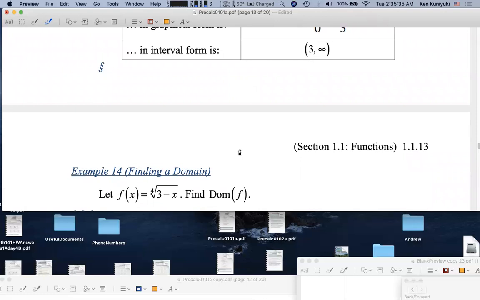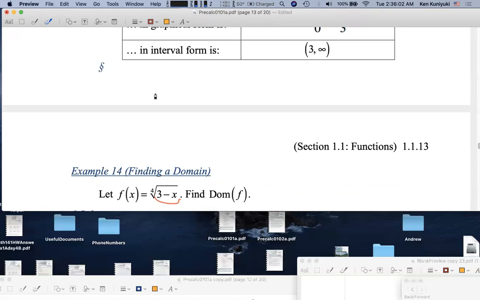How about this? Let f of x equal the fourth root of 3 minus x. Find the domain of f. The hard part is actually not the fourth root. We may as well be dealing with a sixth root or a square root. The bottom line is that we have an even root. This may as well have been a square root. The thing that's tricky is the fact that the radicand is 3 minus x, not x minus 3.